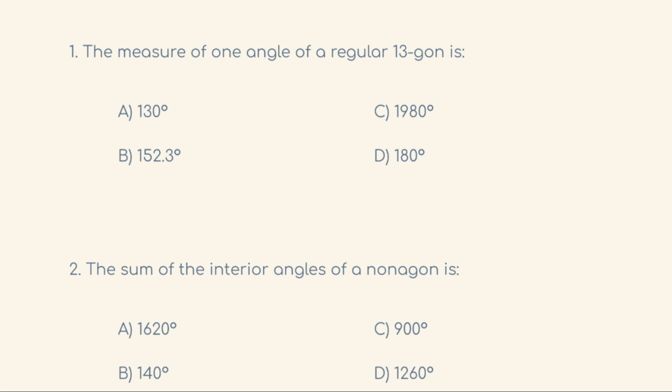All right, hello everyone. Today we're going over a practice test on regular polygons. Okay, so yeah, question one. The measure of one angle of a regular 13-gon is, and we have to pick one of these four options here.